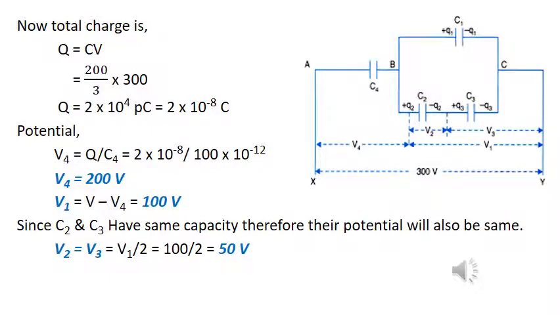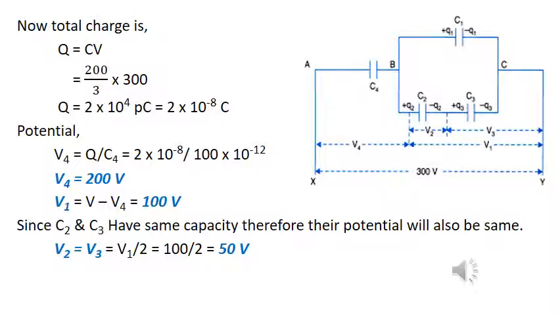Now to find out the potential across each capacitor, firstly we will find out the total charge in the circuit. For that we will use the formula Q is equal to CV, as we have obtained the equivalent capacitance of the circuit, which is 200 by 3, and the value of V is given in the question. So by putting the values we get Q is equal to 2 into 10 to the power 4 picocoulomb. By converting picocoulomb into coulomb, we get 2 into 10 to the power minus 8 coulomb, which is the total charge in the circuit.